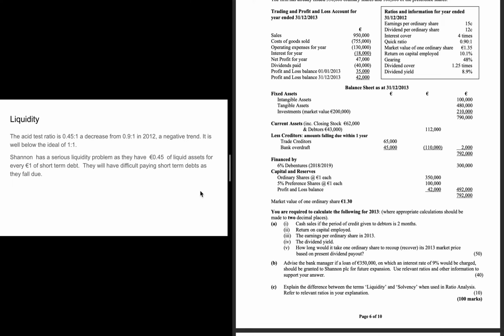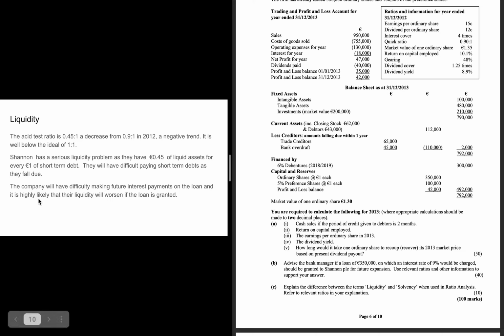Now, I want to then refer to the loan again, or to the interest on the loan. So they're going to have difficulty paying the future interest payments on the loan as a result of their poor liquidity, and I want to say that it's highly likely that their liquidity will worsen if the loan is granted, because they'll have a whole heap of loan interest due that they have to take into account. Okay, so again, referring to that loan again.